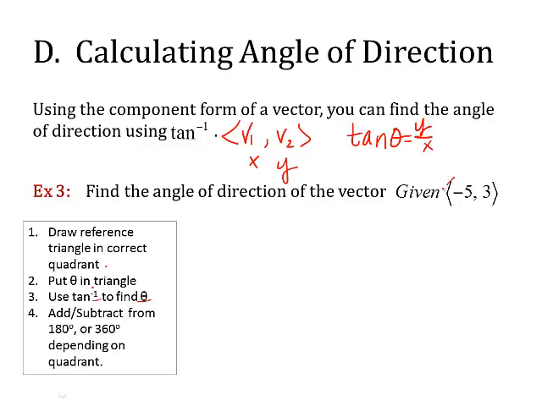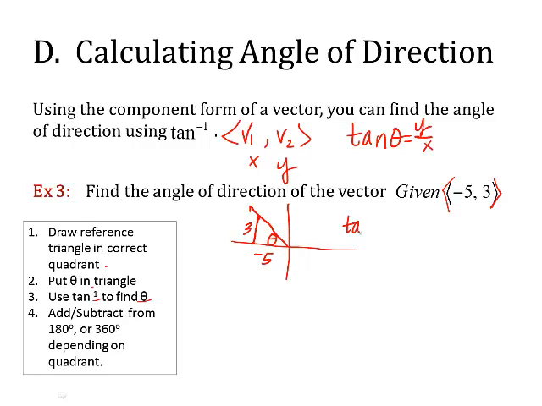Now, the v's on the outside here, instead of parentheses, means it's the component form. So where would negative 5, 3 be? Well, that would be over here. So here's my vector, right? Theta in the triangle, always at the origin. And see, negative 5 and 3.